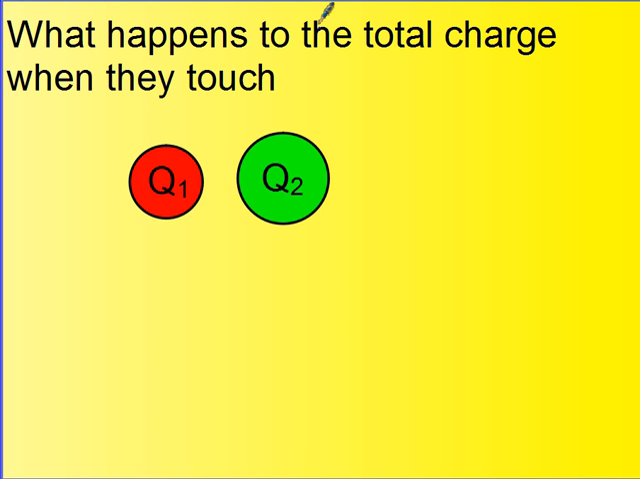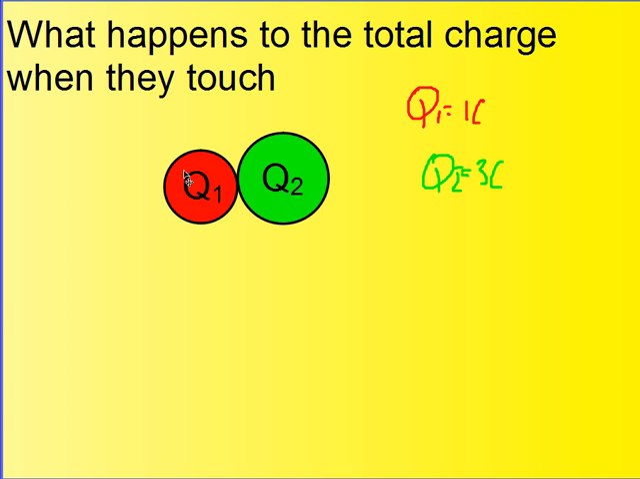Now, what happens to the total charge when they touch? Think about it. All right, let's say Q1 is 1 Coulomb. And let's say Q2 is, I don't know, let's make this 3 coulombs. All right, now I'm going to make them touch.